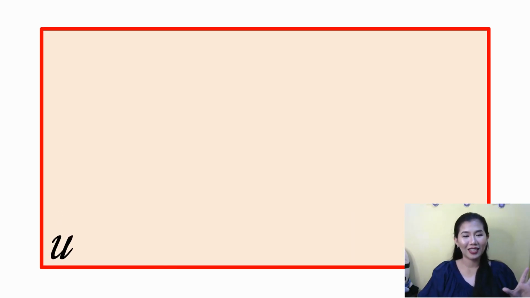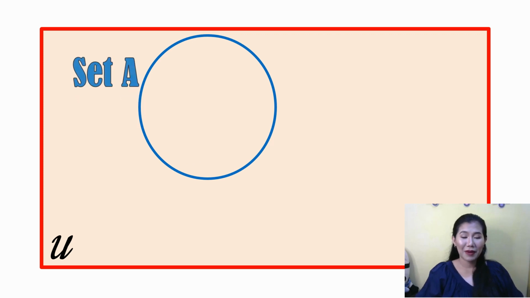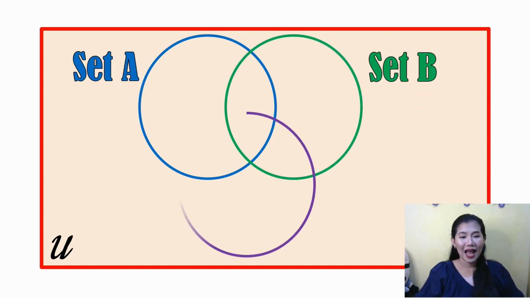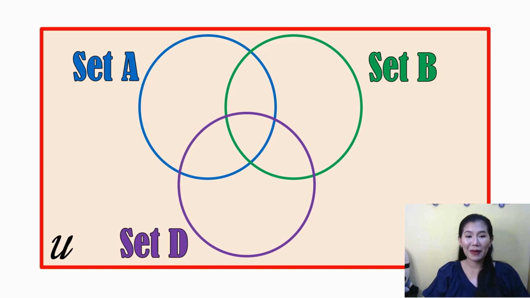Now I have here a rectangle, which is our universal set, and anything placed inside the rectangle is a part of the universal set. Now, in our introduction, I already told you that we are going to have problem solving involving three sets. So as expected, you are going to see three circles. Okay, so let the blue circle be my set A, let the green circle be my set B, and let the violet circle be my set D.